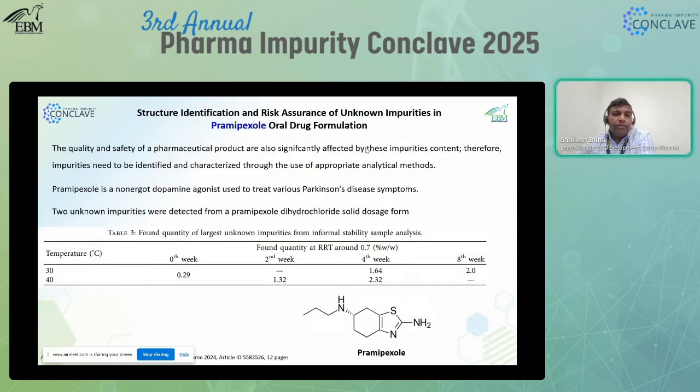Now, another case study: structural identification and risk assurance of unknown impurities in pramipexole oral drug formulation. So pramipexole is a chiral molecule and is a non-ergot dopamine agonist used to treat Parkinson's disease. Two unknown impurities in the solid dose form at 30° and 40° were observed, RT 8.7 being one of them.